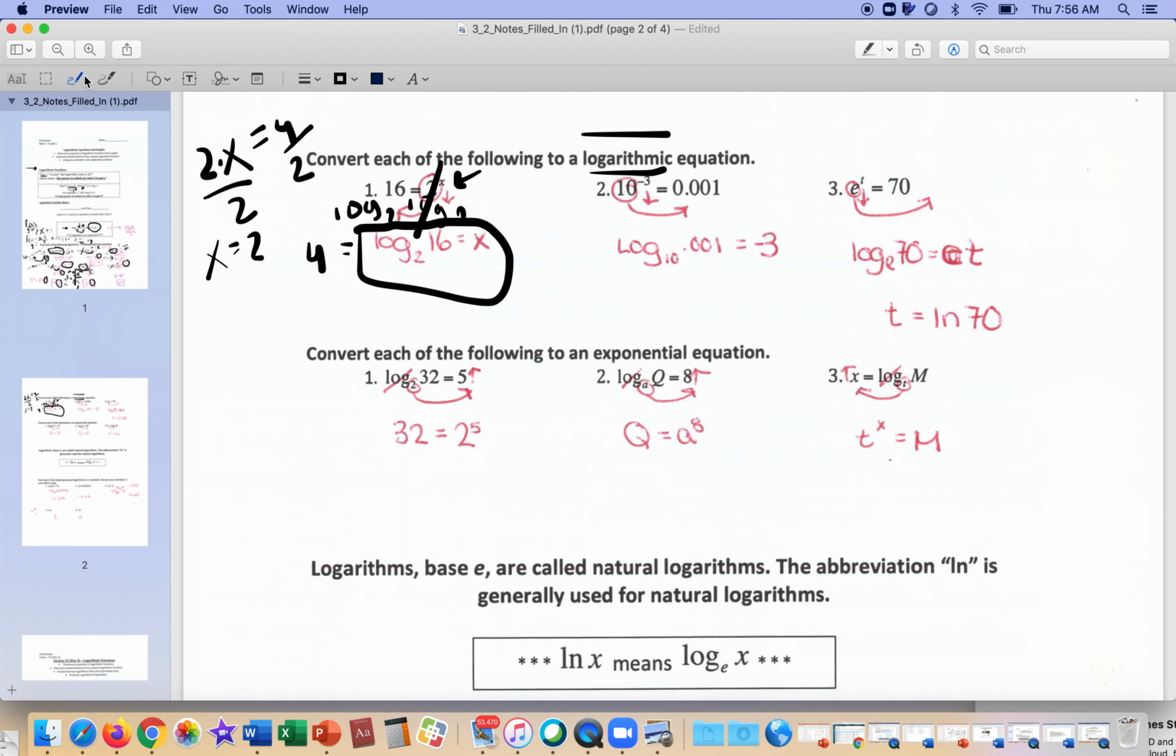So let's continue. If we don't see log, this is exponential form, and if we want logarithmic form, what we need to do is, if we see log, we want to get rid of log, so we go to exponential form. I like to call it the log bump. The base comes over here, right?